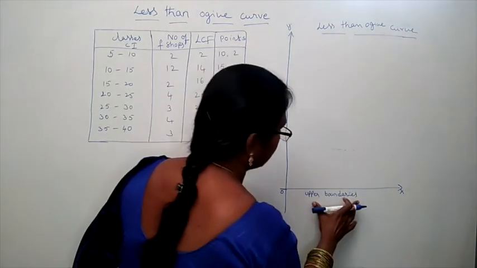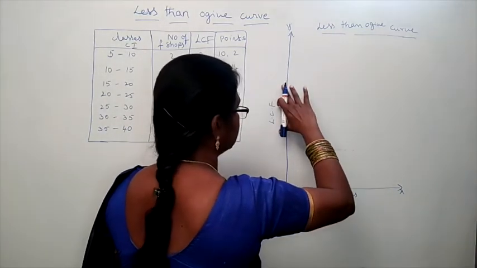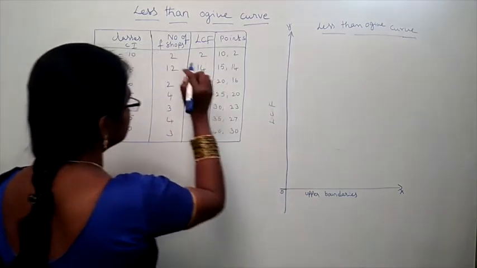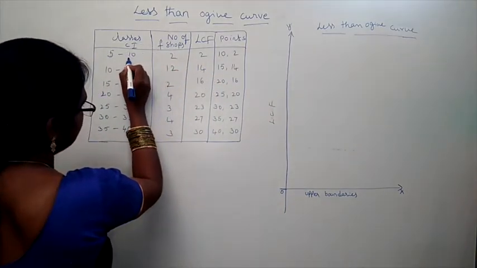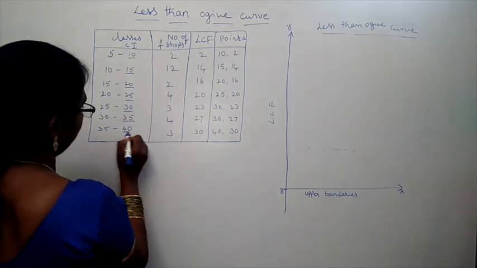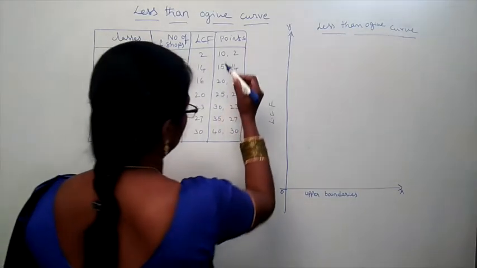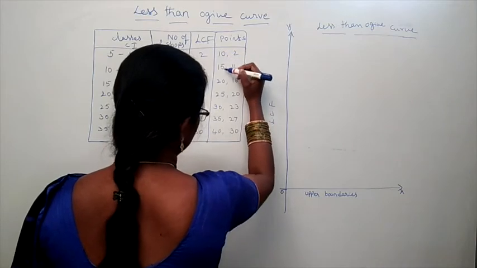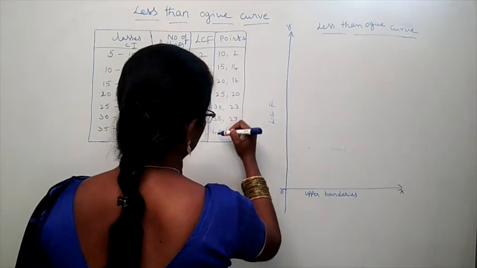On the x-axis, we have to take upper boundaries. On the y-axis, LCF. Now, on the x-axis, what is the upper boundary of the first class interval? 10. Second, 15, 20, 25, 30, 35, 40. On the x-axis, we have to plot the points 10, 15, 20, 25, 30, 35, 40.